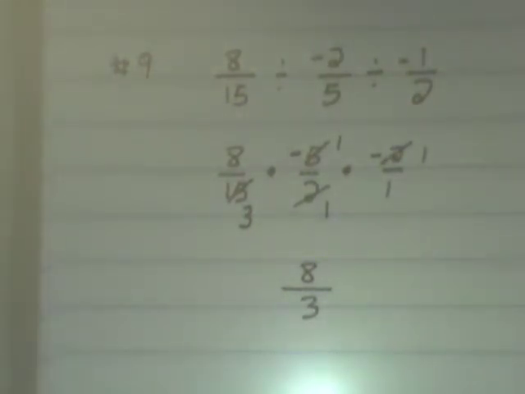An answer of 8/3 needs to be turned back into a mixed number. And so I look at this and I say 3 goes into 8 2 times with 2 left over, and I retain my denominator of 3. Final answer, 2 2/3.